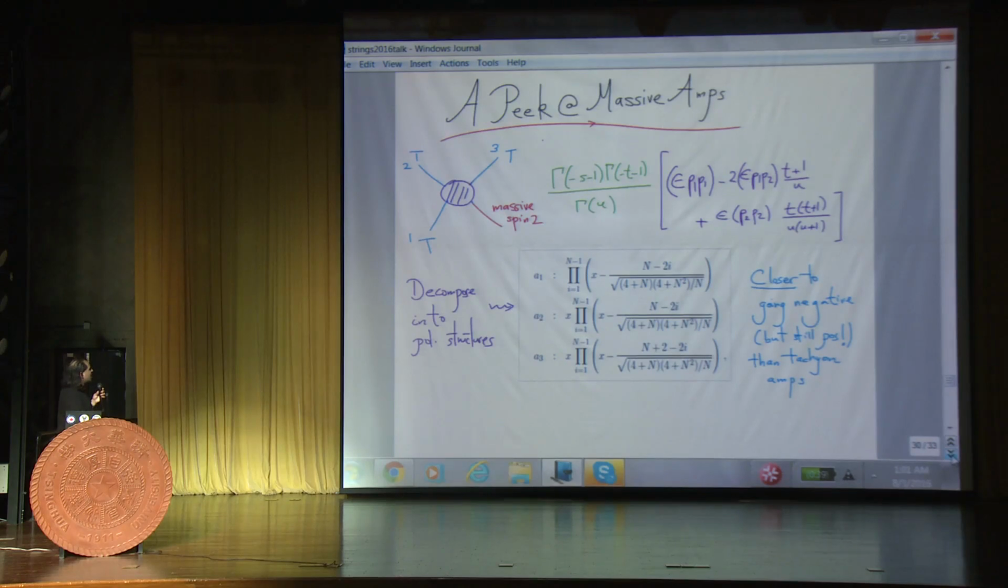And we can just take a quick peek at massive amplitudes in string theory. We've looked at the amplitude involving 3 tachyons and higher spin particles on the leading Regge trajectory. This is what you get for the massive spin 2 particle at the first excited level. So it's what you'd expect, just this gamma gamma over gamma with some polarization structures. You can decompose into different polarization structures.